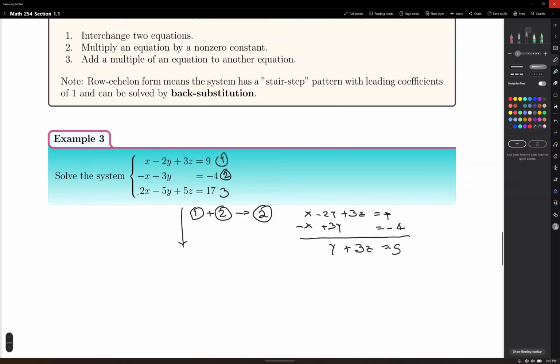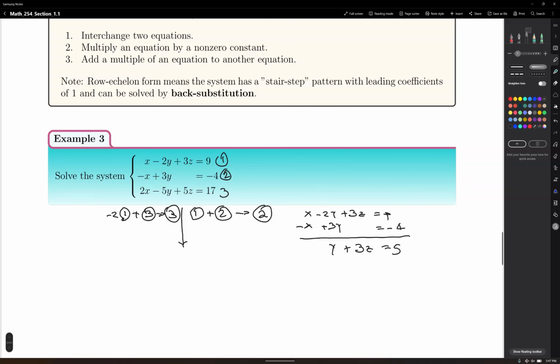How could we eliminate these two x here? How about multiplying the first equation by negative 2 and adding it to the third equation? That would actually cancel the two x's. Do you see what's going on? So let me do negative 2 times 1 plus 3 to come up with a new 3.